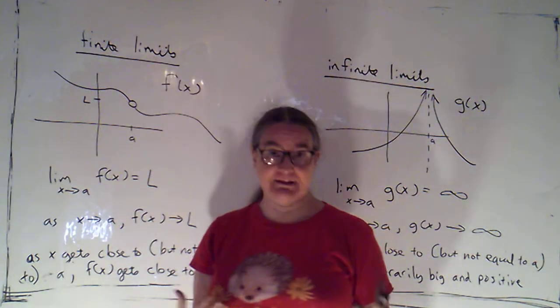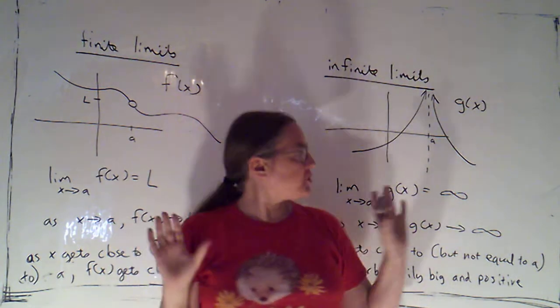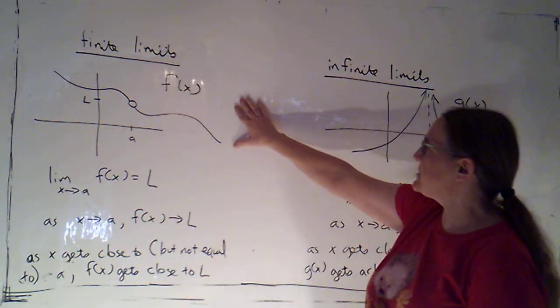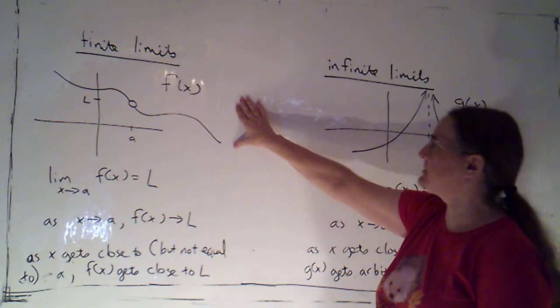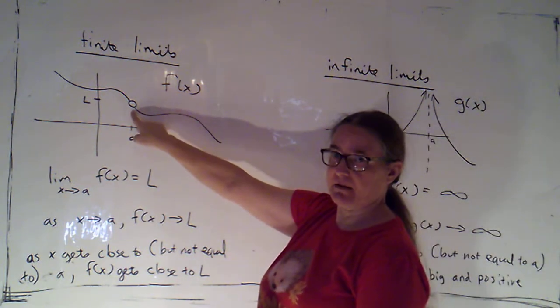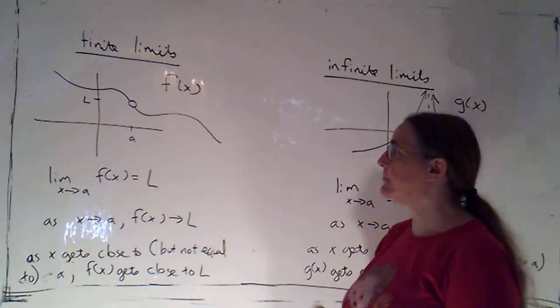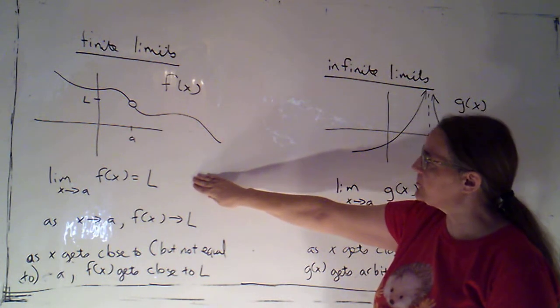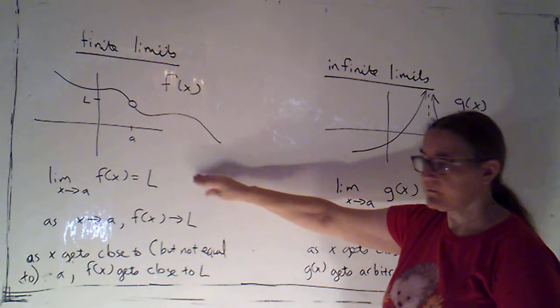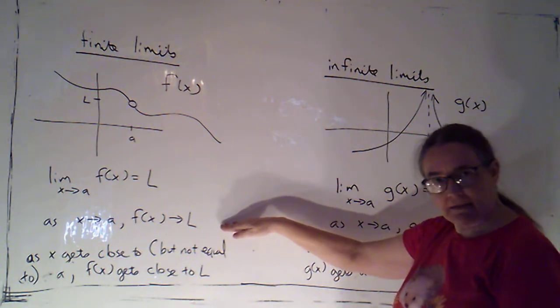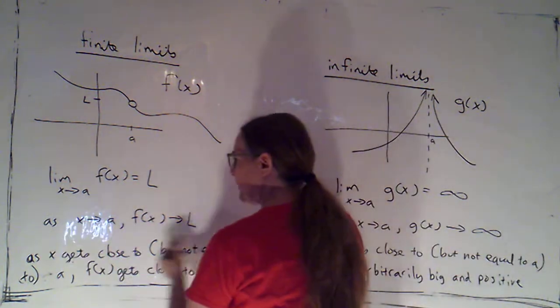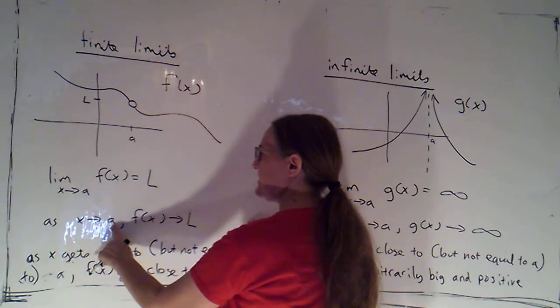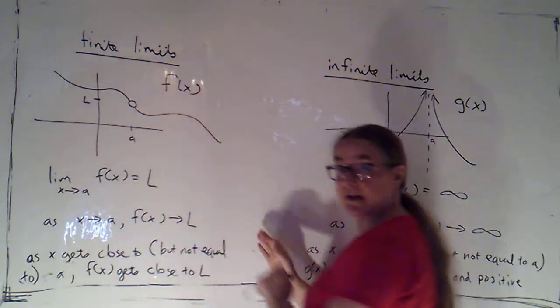In this video, we're going to take a look at something called infinite limits. So I've got two graphs on the board. Here's the graph of a function f of x with a finite limit. The limit is this finite number L. So here's the notation we use. We say the limit as x approaches a of f of x is L. We've said what that means can be summarized with this arrow notation. As x goes to a, f of x goes to L.